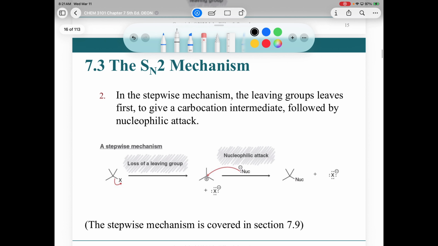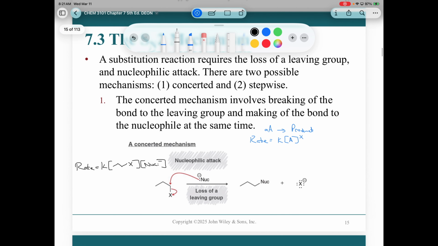So going back to this idea of a stepwise mechanism, you probably noticed here, and I didn't write it down, but this alkyl halide is a primary alkyl halide, right? When we have our SN2 reaction, our nucleophilic attack and our loss of leaving group happen simultaneously. Again, if you want to write it down, SN together, right?